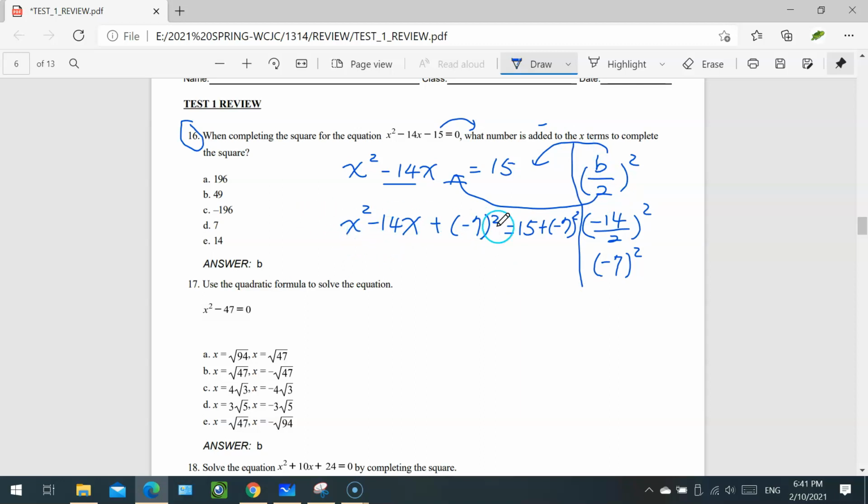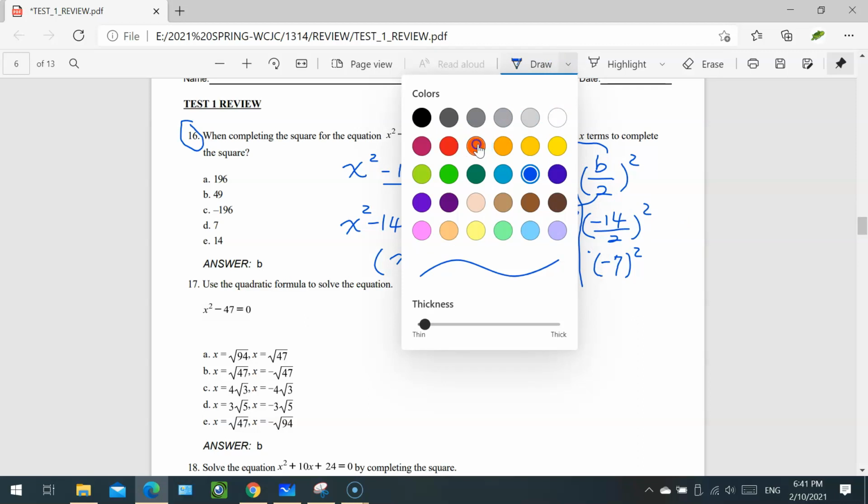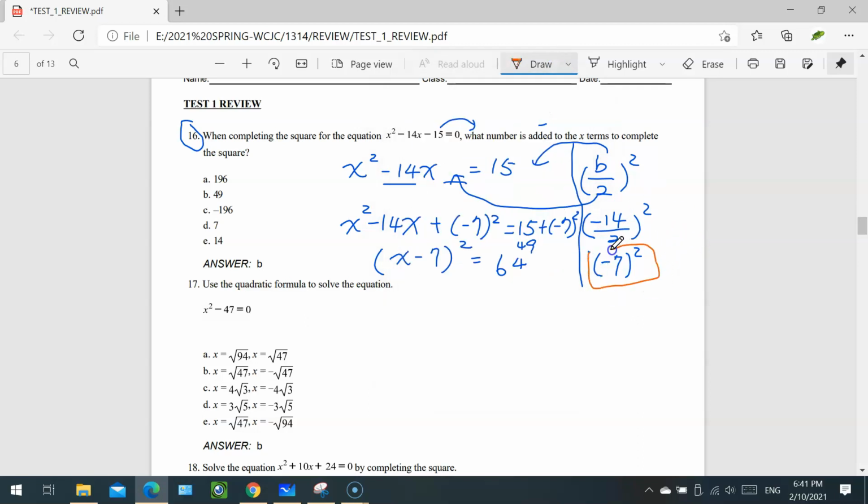So the left-hand side, this trinomial here, we can condense these 3 into the binomial. So it turns to x minus 7, everything squared, is equal to the right-hand side, 15 plus 49, so you get 64. So the number we add onto both sides is this number, negative 7 squared. So it's 49.